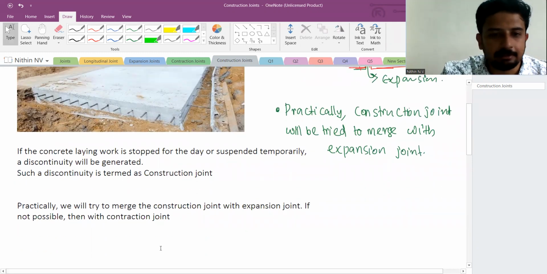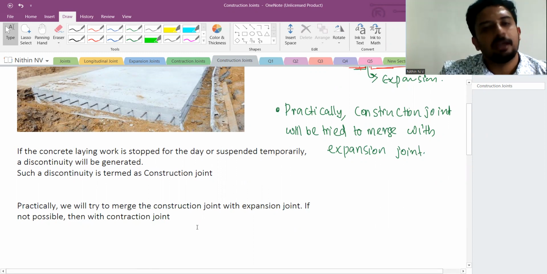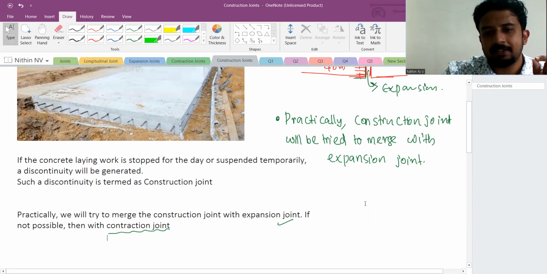Oh, I have already written there. Practically, we'll try to merge the construction joint with the expansion joint. Already I have written there. You can just note down from here also. Both are same, okay? If not possible, then with the contraction joint. What is the meaning of that? This is what I told you.